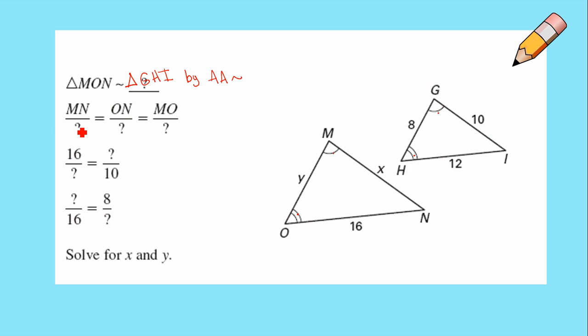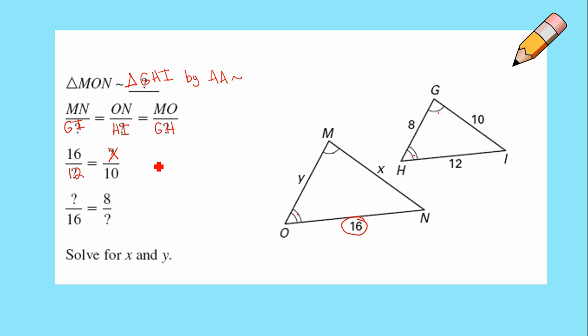So MN would match up with GI. They would make a ratio. ON would match up with HI. And MO would match up with GH. Now, if we match those sides in a proportional relationship, this 16 would correspond with the 12 in the smaller triangle, just like something corresponds to 10, and that would be x.